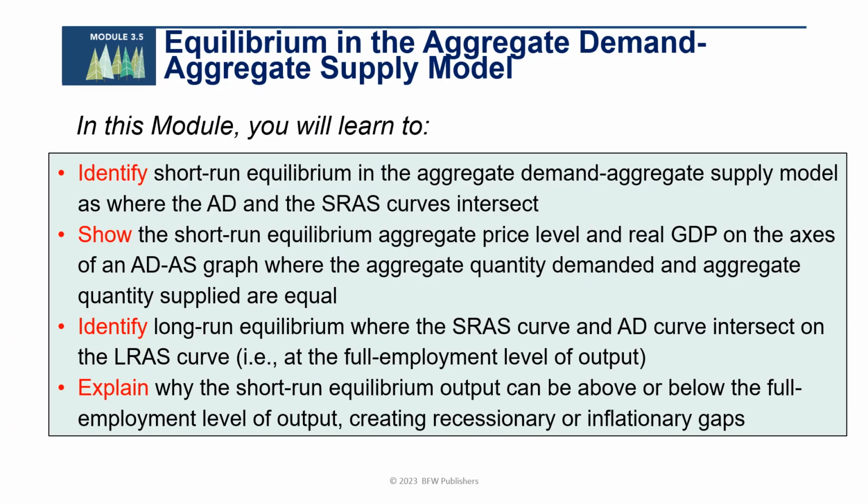So what's the purpose of the video? In the beginning, we're going to start with short run equilibrium using the aggregate demand curve and the short run aggregate supply curve, right? We'll reintroduce the long run aggregate supply curve momentarily, but we're going to identify equilibrium in the short run where AD, aggregate demand, intersects with aggregate supply, understanding that this will demonstrate the aggregate price level and real output.